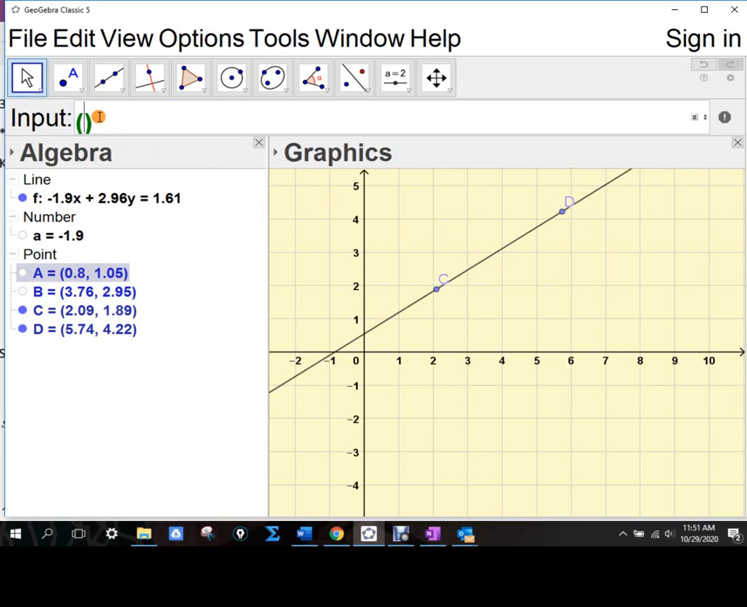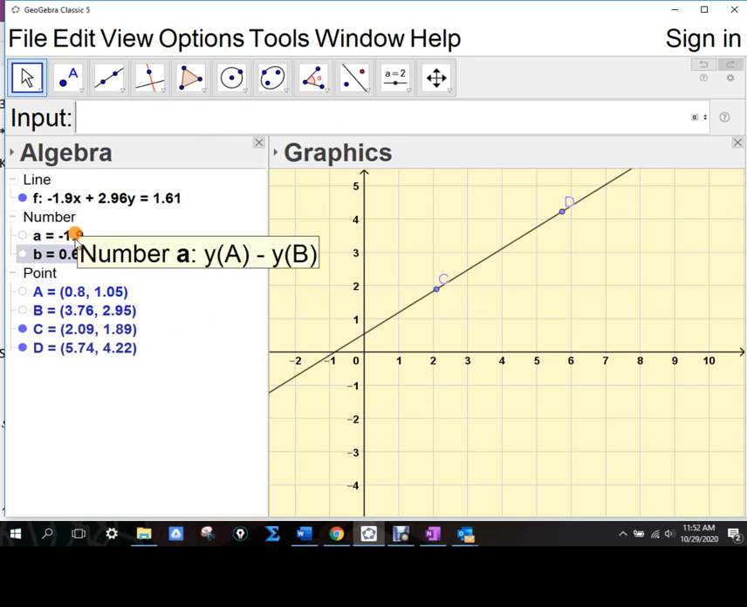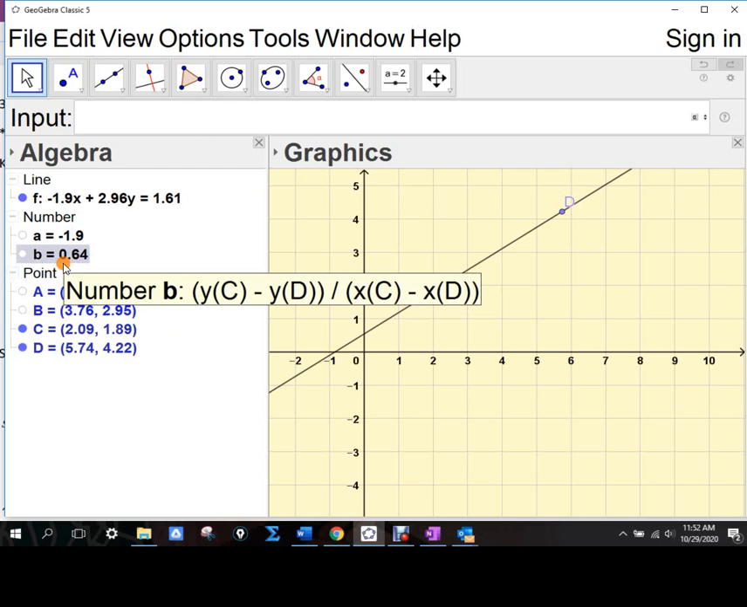So I'm going to say the change in the y of C minus y of D. So that's going to be the rise between those 2 points. Okay? And then if I do the run, it'll be x of C minus x of D. So that little equation right there in GeoGebra is just taking 1.89 minus 4.22 and then dividing that by 2.09 minus 5.74. Is that okay with everybody? And that gives me that number right there. Okay, 0.64. And that's my slope.